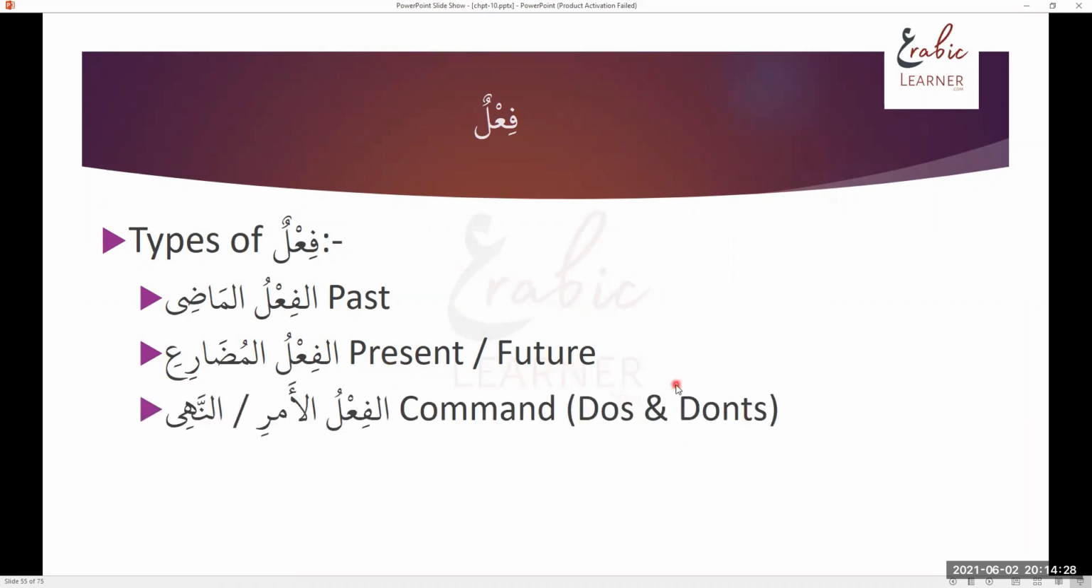Then there is something called fi'lul amr and fi'lul nahi. This is like a command. Amr means do, and nahi means don't. So it's like an order. Okay, sit. If I'm telling someone to sit, it has an order. Even if I'm telling him normally, it's like a command. Sit. That is fi'lul amr. And opposite to that is fi'lul nahi. Even this, we are not going to talk about in this book. So mostly we will be dealing with fi'lul madi in book number 1. Okay.